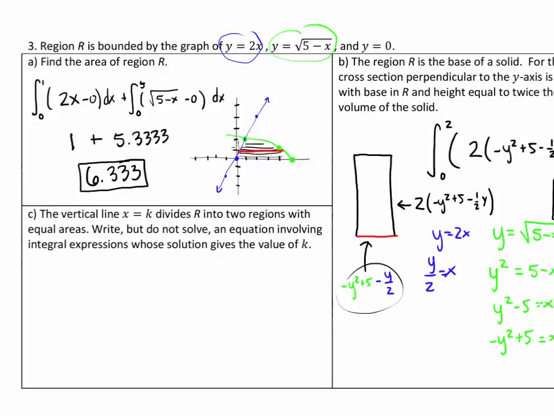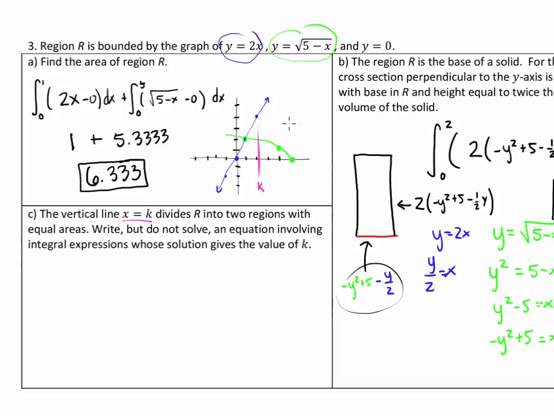So, however, x equals k is going to be a vertical line. I want to get rid of all that stuff from part B. Somewhere in here there is some vertical line, x equals k. I don't know where it's at, but it splits this 6.333 right in half. So it's probably someplace in here-ish. I'm just going to put a little line right there. That's x equals k.